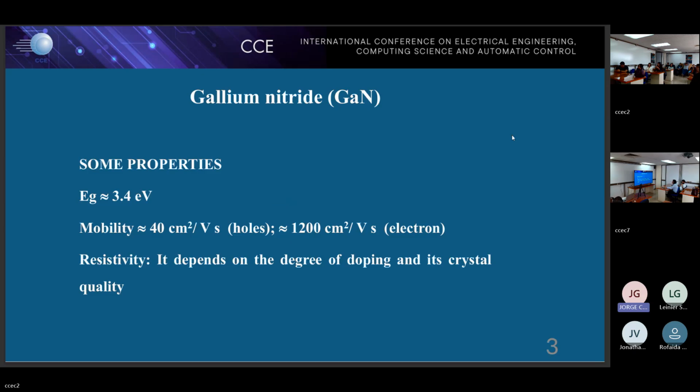Some interesting properties of gallium nitride are that this semiconductor has a wide band gap of 3.4 electron volts, and the mobility of holes and electrons is high. Its resistivity depends on the degree of doping and on the crystal quality. So the purpose of this project is this part, crystal quality.